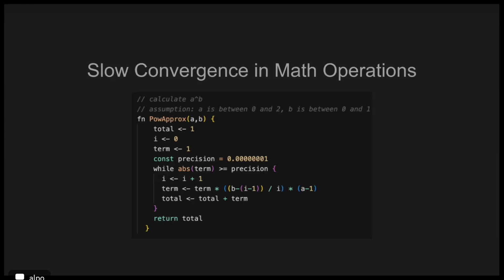Another slightly more difficult one to hit is related to math operations. Specifically, power approximation seems to be particularly tricky here, where you can have very slow convergence, and if this is the case, then you can trigger a bunch of math operations with very specific inputs, and cause block times to blow up. And if it's sufficiently slow, then you can technically halt the chain.